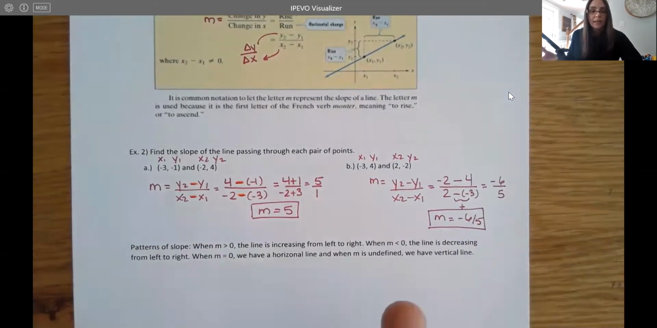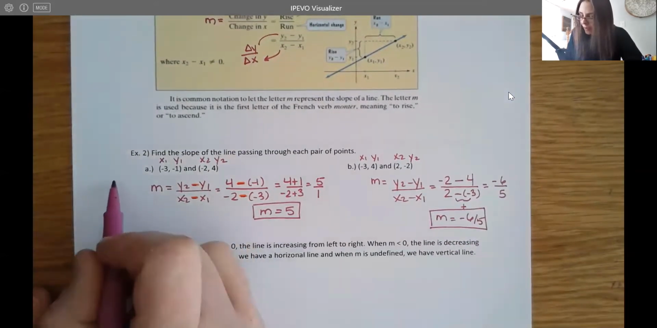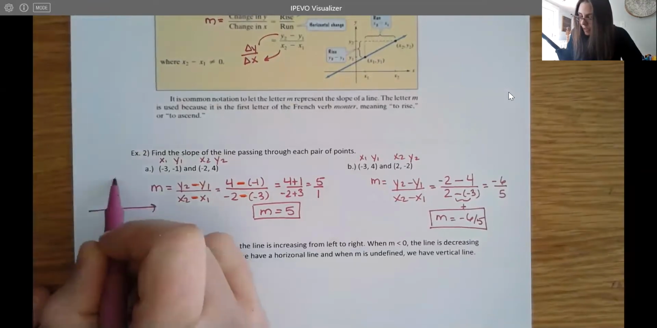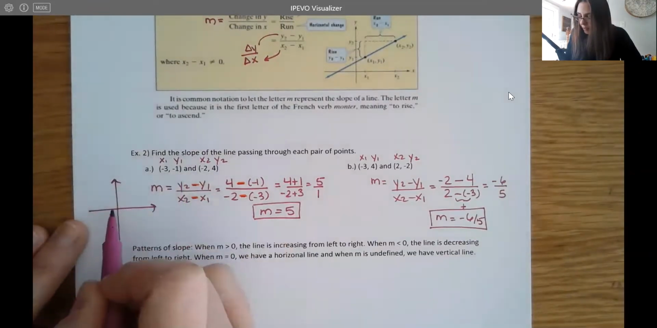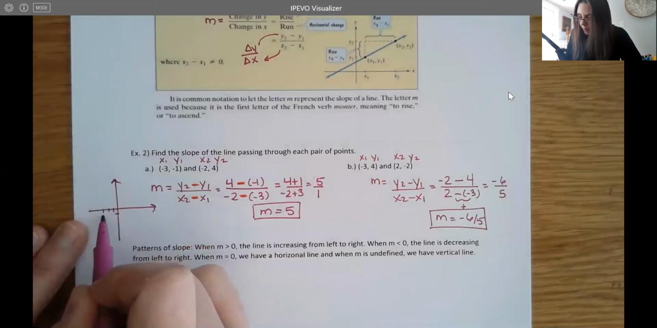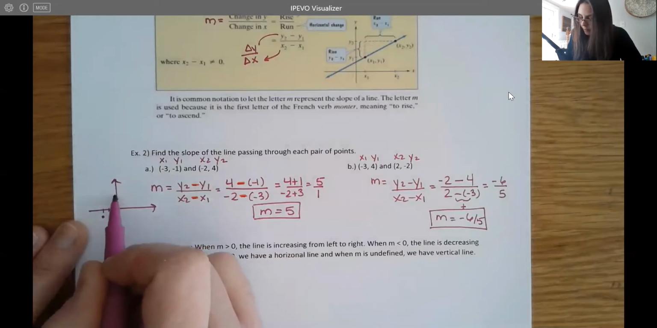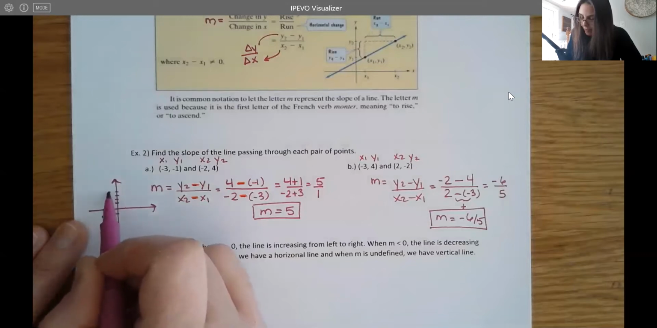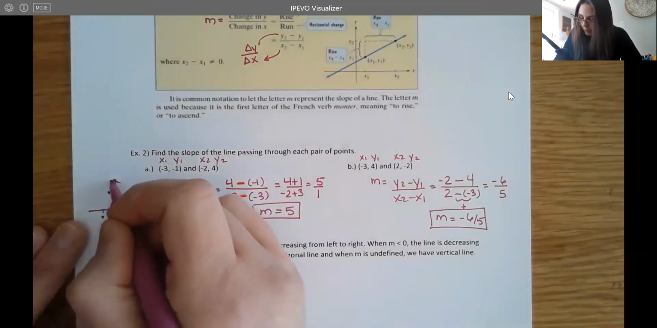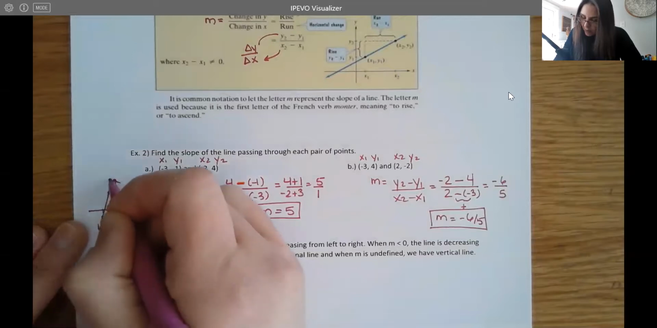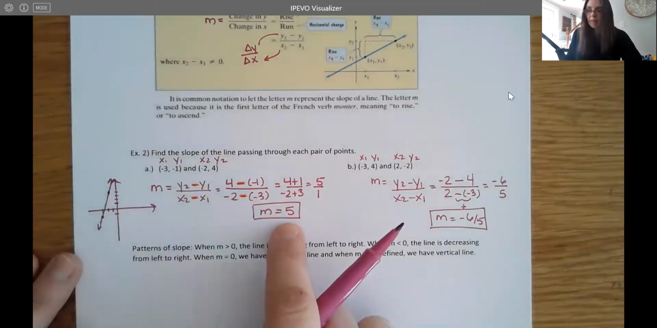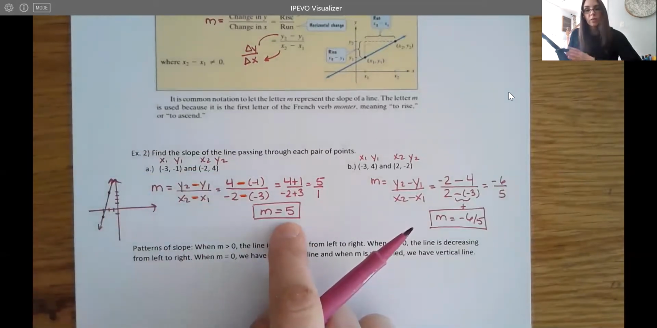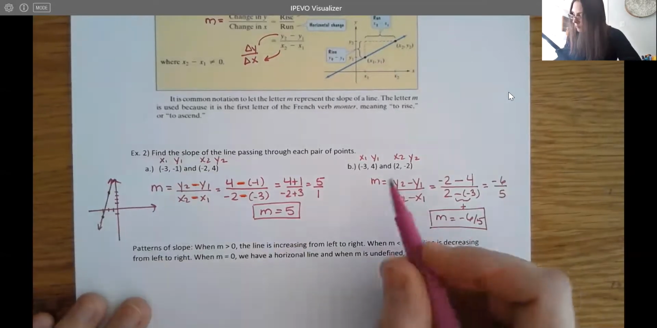Now, if you want to take it to the next step, you could graph these too. I'm not going to do any fancy graphs here, but just real quick, (-3, -1) would be about right here. And then (-2, 4) would be about right here. Again, I'm just doing really quick graphs. So you can see our line is pretty steep. 5 is not a huge number, but relatively large. So you just see this kind of steeper line.